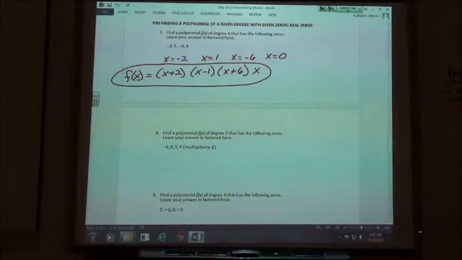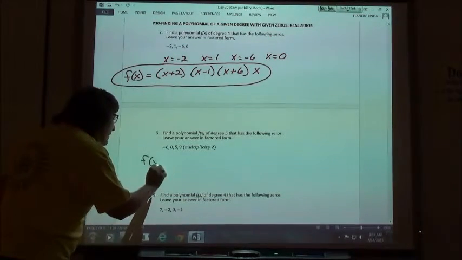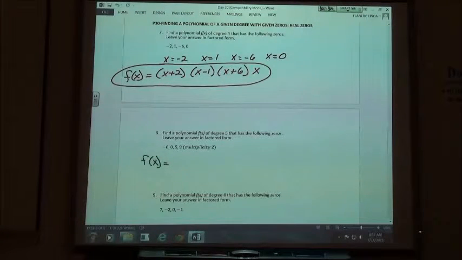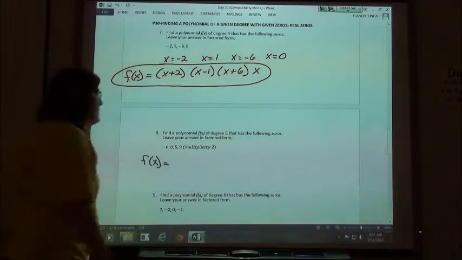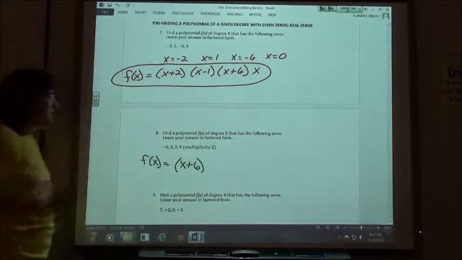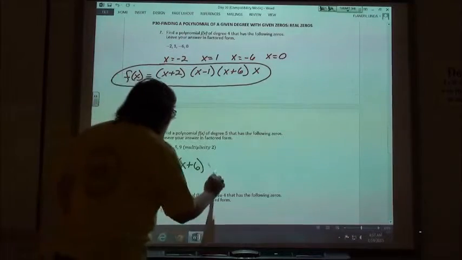So number 8, we want to find a polynomial f of x of degree 5 that has the following zeros. So, if negative 6 is my answer, my factor would have been x plus 6. If 0 is my answer, then my factor would have been x, just plain x is good.